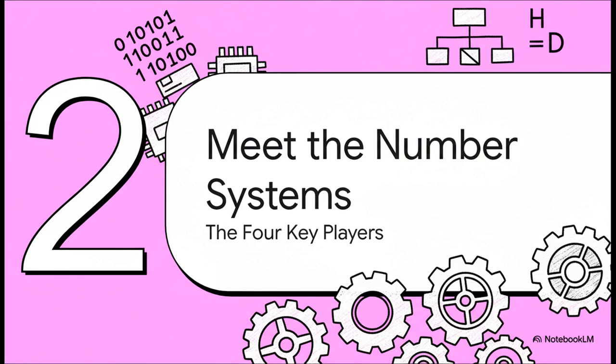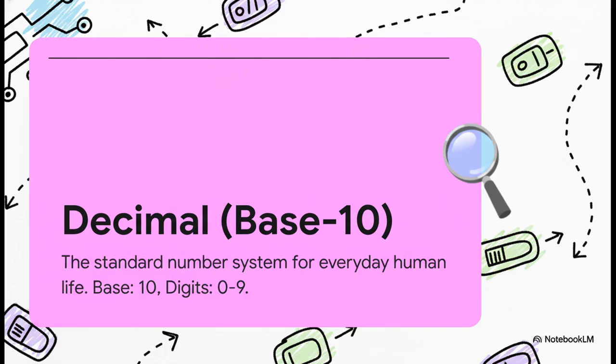Okay, so let's formally meet the main characters in our story. In the world of computing, there are really 4 key number systems that you'll bump into over and over again. First up is our home turf, decimal, or base 10. This is the system we all know and love. It's got 10 digits, 0 through 9, and we use it for everything. It's comfortable, it's familiar, no surprises here.